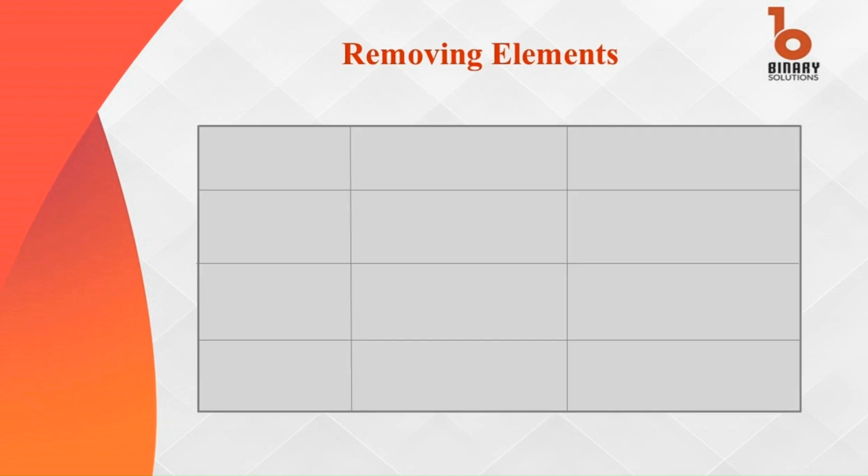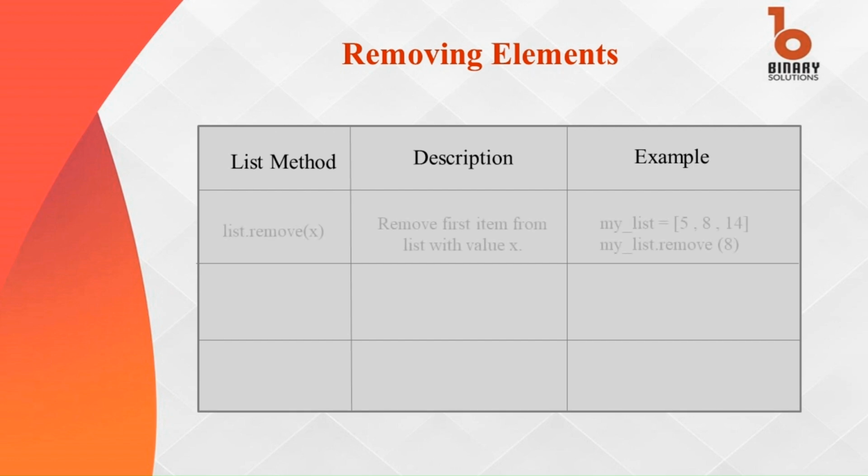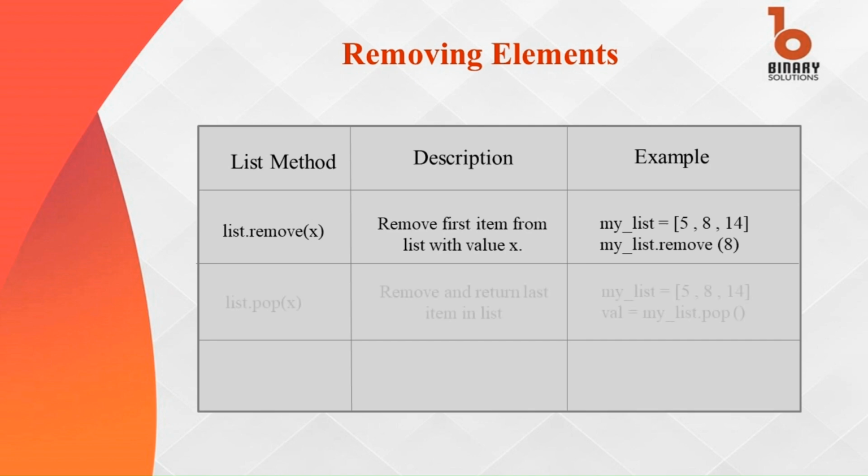This table titled Removing Elements explains three methods in Python used to remove elements from a list: remove(x), pop(), and pop(i). The remove(x) method eliminates the first occurrence of the value x from the list. For instance, starting with my_list = [5, 8, 14], invoking my_list.remove(8) results in [5, 14]. The pop method, on the other hand, removes and returns the last element of the list. For example, if my_list = [5, 8, 14], executing val = my_list.pop() will modify the list to [5, 8] and assign 14 to val.